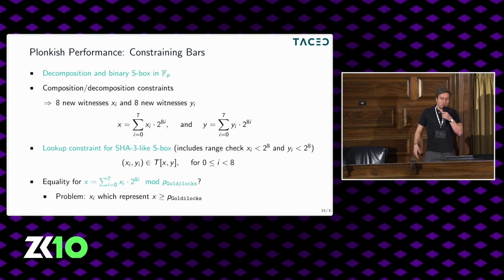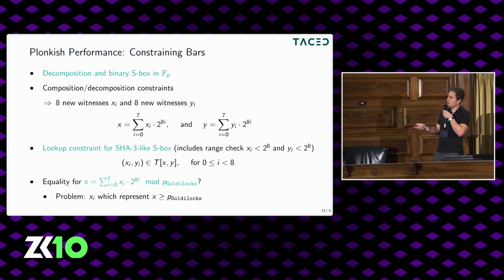So regarding proof system performance, I first want to talk about how we actually arithmetize Monolith for a Plonkish proof system, and I will focus here on bars, since the bricks and concrete layers are basically straightforward. As a reminder, we have a decomposition and a binary S-box in here. For every field element that we want to decompose, we get 8 new witness variables, and from the output of the lookup tables, we also have 8 new witness variables, and we have to add these two decomposition constraints to show that the decomposition was done correctly.